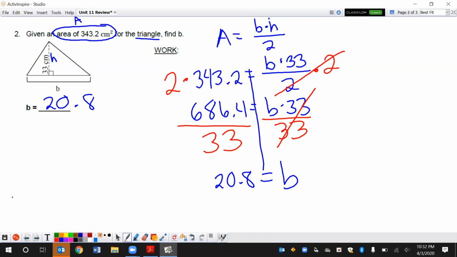Okay, so other problems in the review, numbers 3, 4, and 5 are similar to this number 2 that I just did. They're just different shapes, so you would use different formulas.